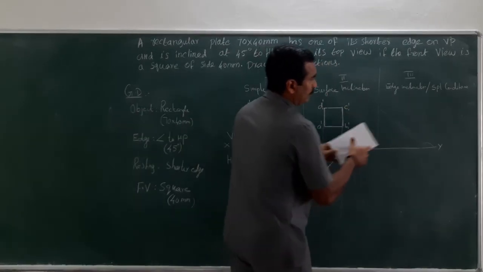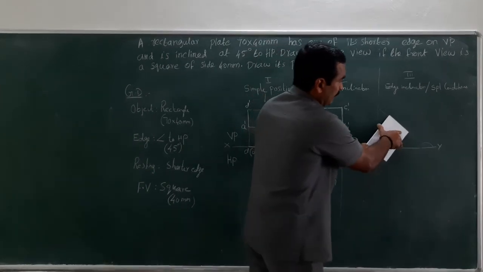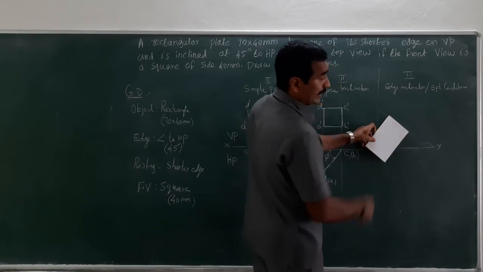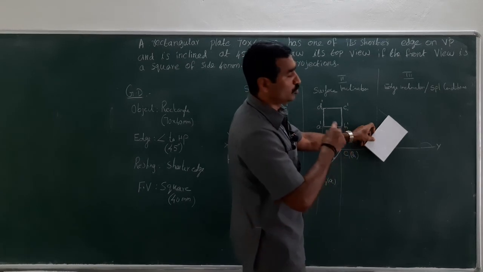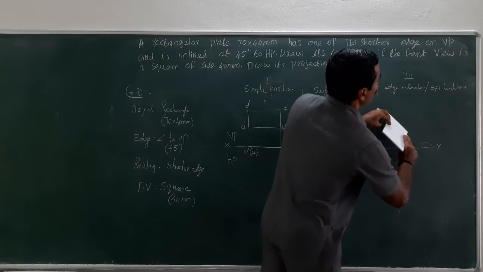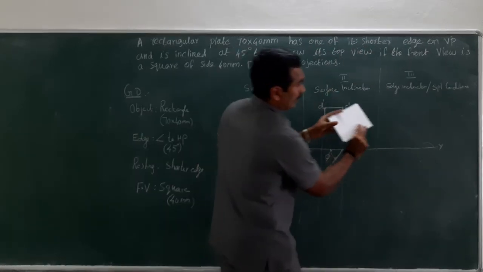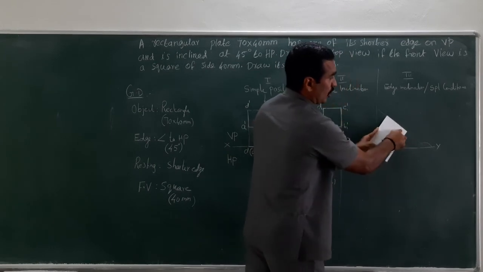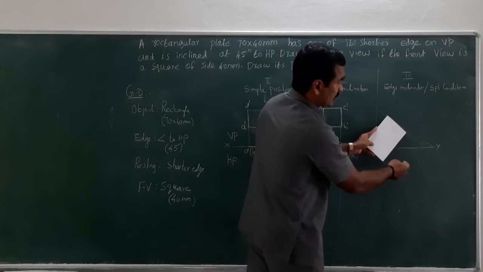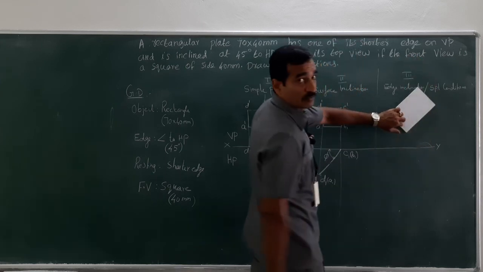Now, this C and B should be kept on the inclined line, that is 45 degree. If you keep in this manner, it may touch or intersect the XY line. This view should not touch the XY line. In that scenario, I am just going to do it in this way. Right? This was in this manner. If I keep the shorter side resting on the inclined line, the image may touch the reference line. So, in order to avoid that, I have done it in this manner, right?